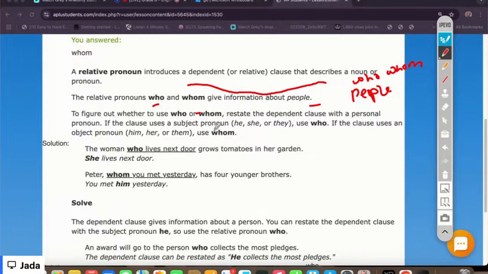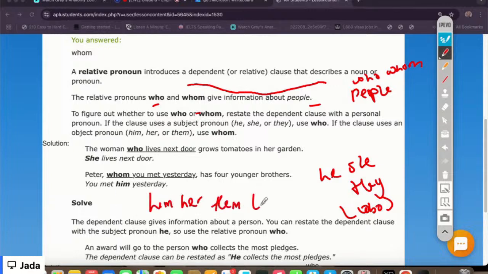If the clause uses a subject pronoun, which is he, she, and they, we use who, okay? And if it uses an object pronoun like him, her, them, we use whom. So if the clause uses an object pronoun, that is whom, and if it uses a subject pronoun, we use who, like this.